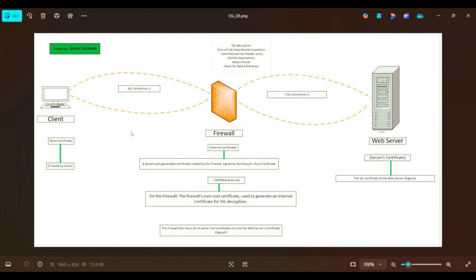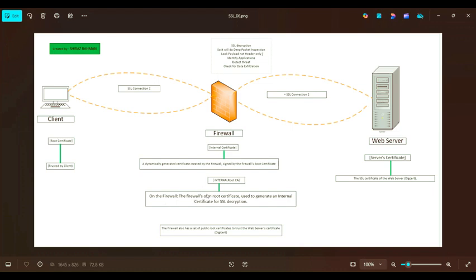The other important concept here is certificates. A web server is a public-facing server, so it has a server certificate. This server certificate is always signed by a global root CA, like DigiCert. There are a total of 8 or 9 root CAs available in the market. And the firewall has its own internal root CA.